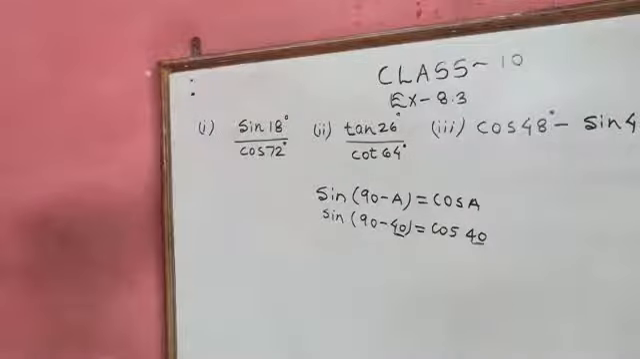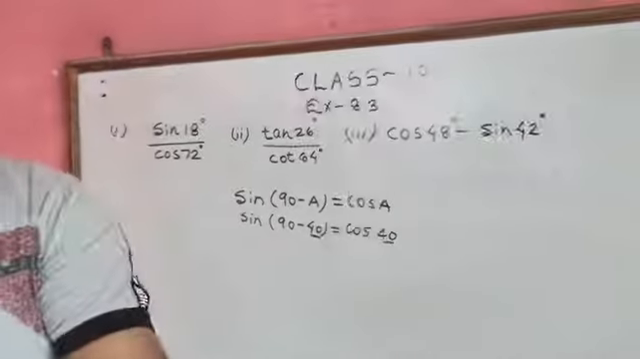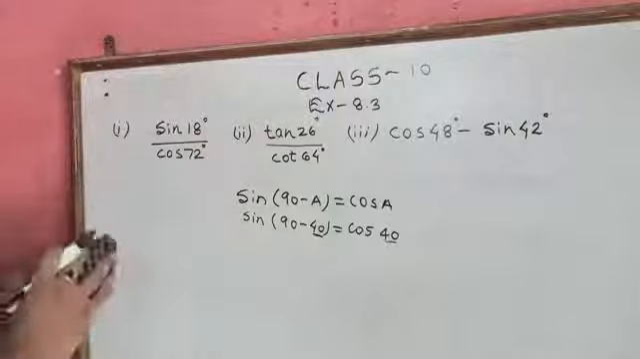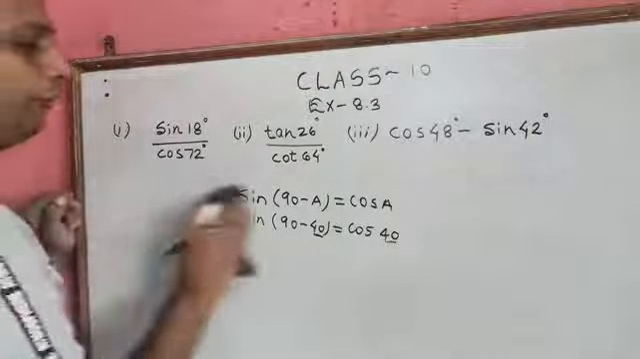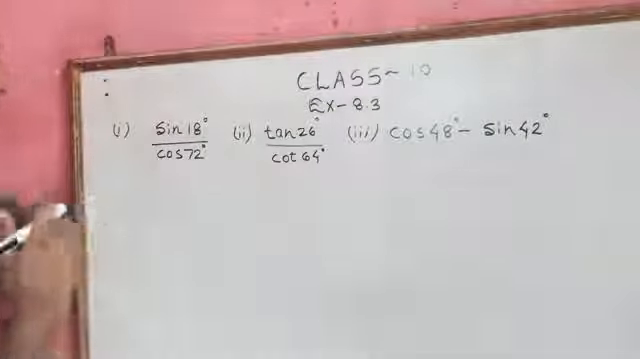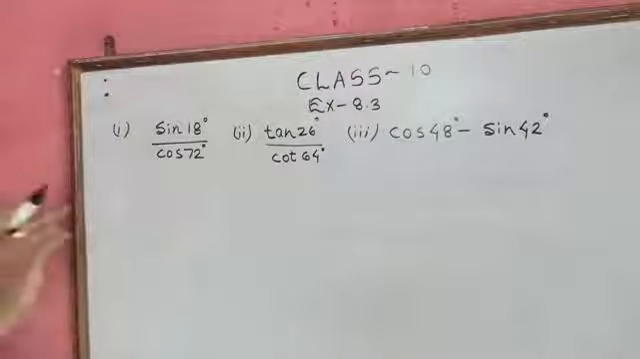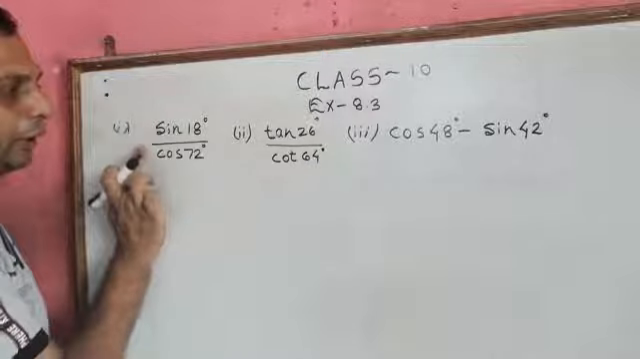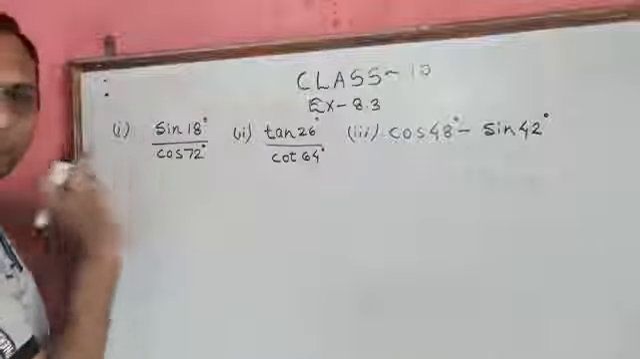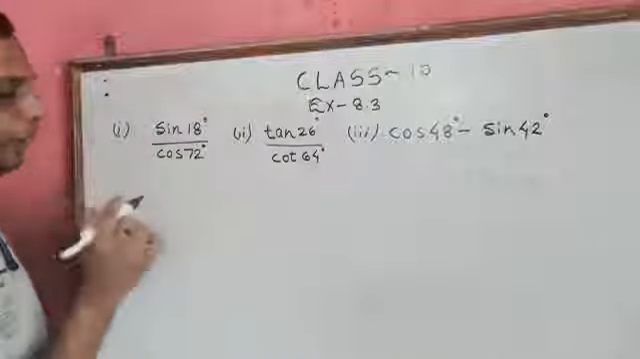So, first question. It is written: sin 18 degrees upon cos 72 degrees, and we have to find the value. To solve this question, always keep in mind that you either change the numerator or the denominator. You will not change the numerator and denominator both together. So we will solve the first one.